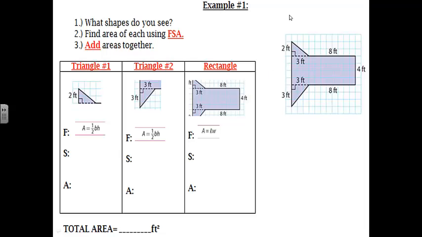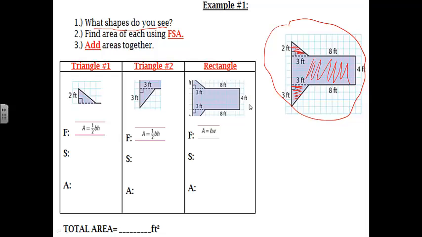Okay, so example number 1. This is called a composite figure. It's irregular shaped. So what shapes do you see in this figure? I'll give you a second. Good. I see one triangle, then I see another triangle, and then I see a rectangle. If we split these, this is what you're going to have to do on your assignment: redraw them. Triangle number 1, triangle number 2, and then our rectangle, to figure out the area of each of these.